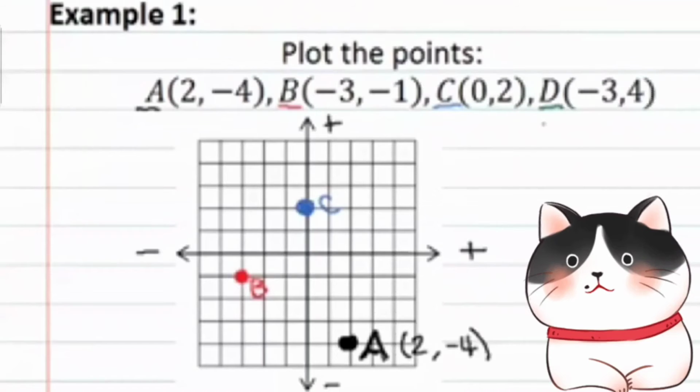Lastly, we have D. D tells us to go negative 3 in the x direction. We then must go positive 4 in the y direction. Once we are there, we draw the dot and label the point, remembering that once the point is labeled, you do not need the counting. We have now labeled the 4 points on this graph.